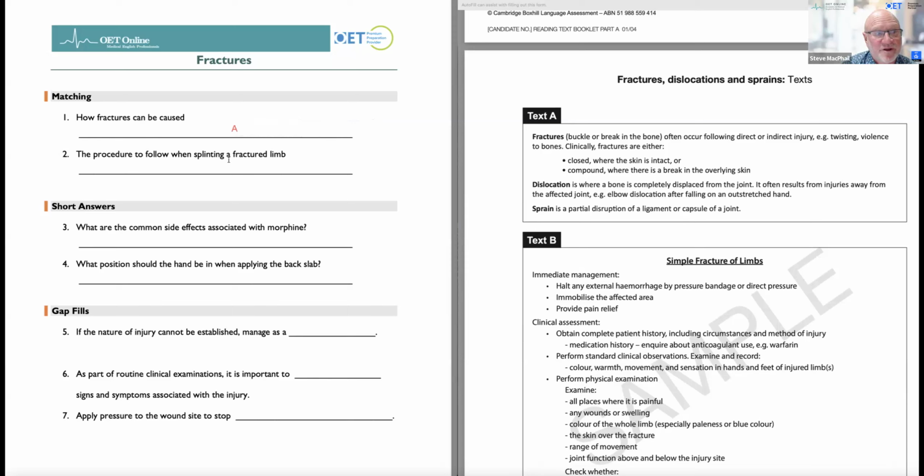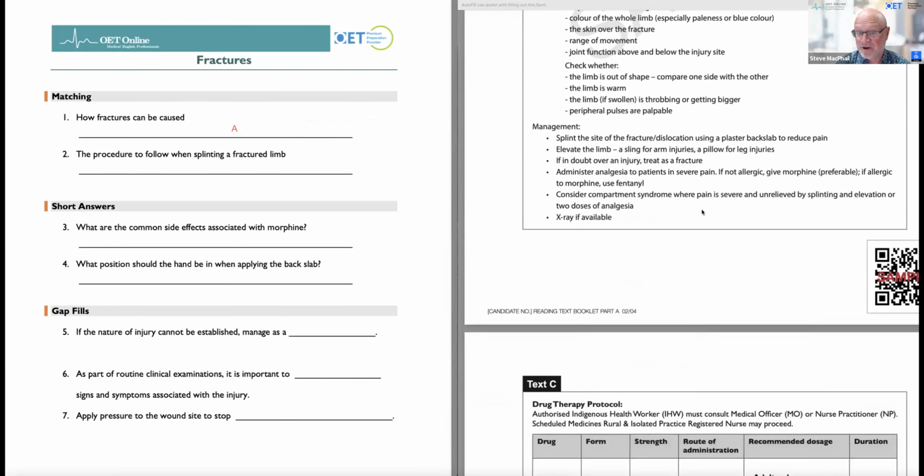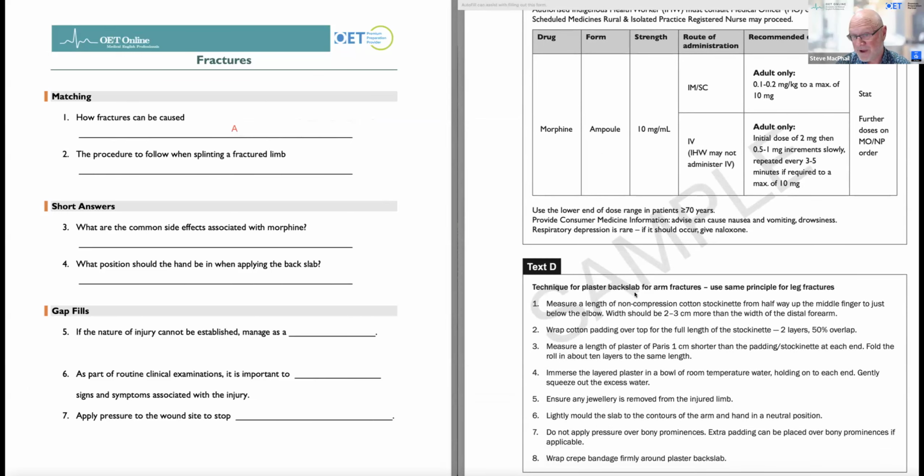The procedure to follow when splinting a fractured limb. Okay, splinting. Now, I know it's not A. I also know it's not C. Is it D? D is talking about back slab.